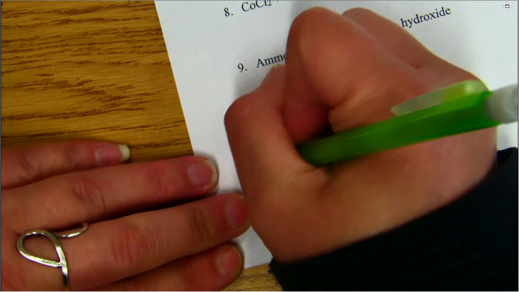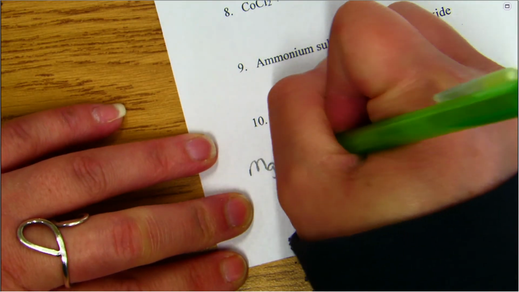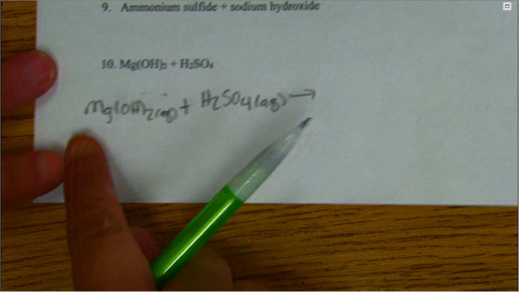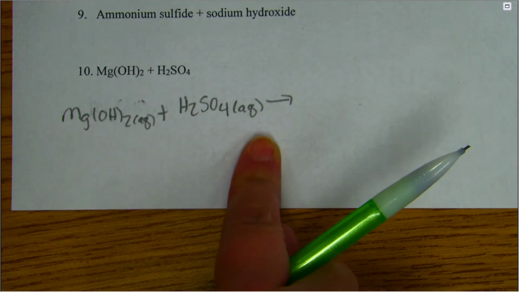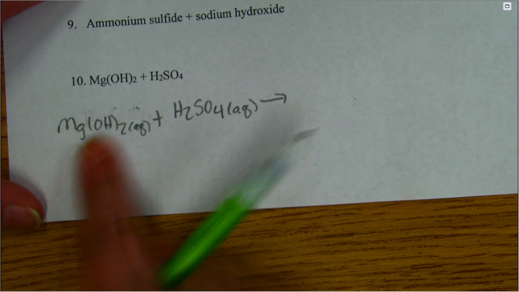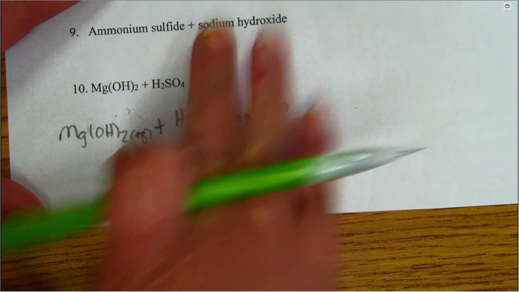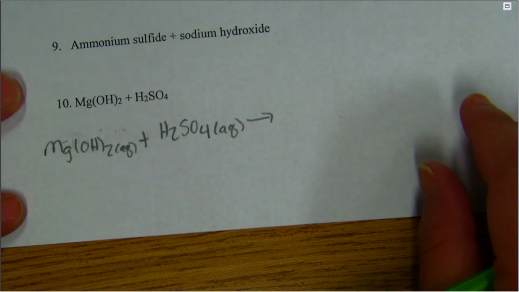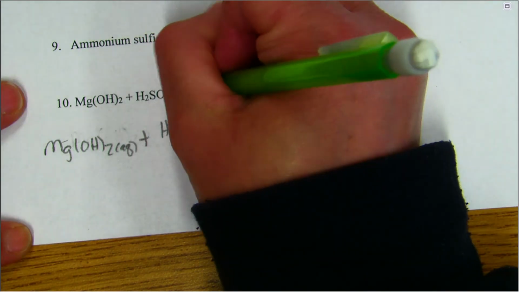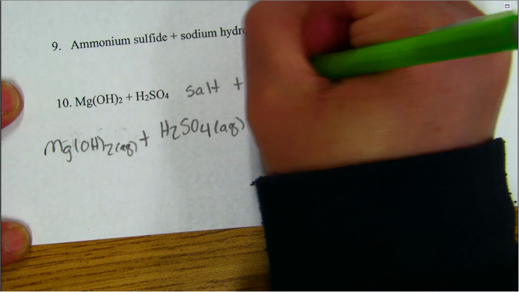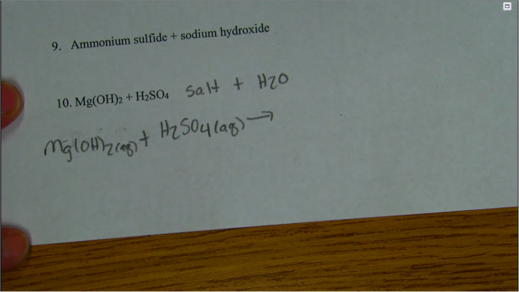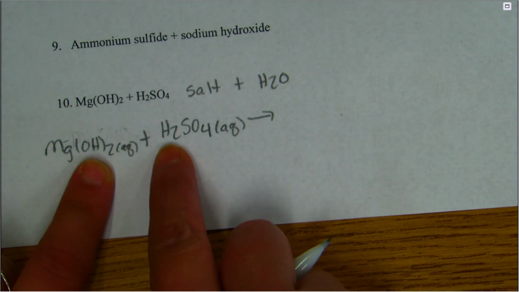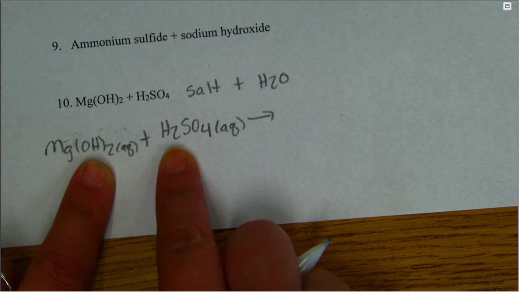Let me give myself more space in case I need to balance it. Okay. So these are both going to be in their aqueous form, all right, for a double replacement. In general, the left side, the reactants are both aqueous, okay? Now, this is going to produce a salt and water. That is going to be our product. So how am I going to form water? From OH and H from the acid.